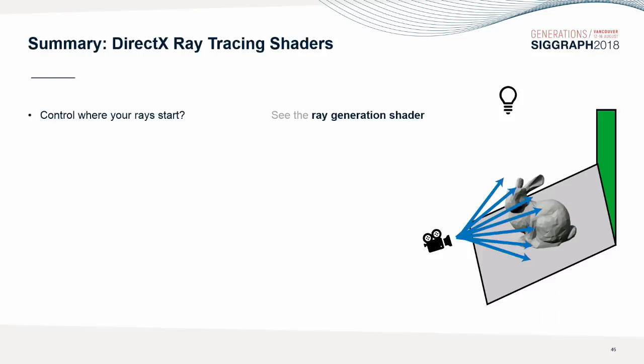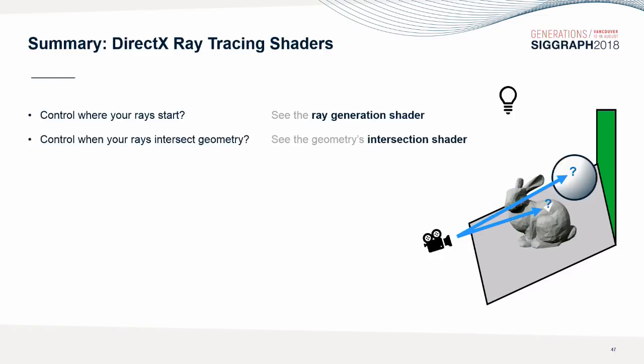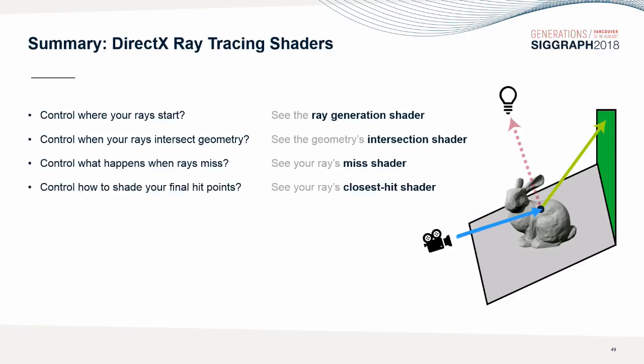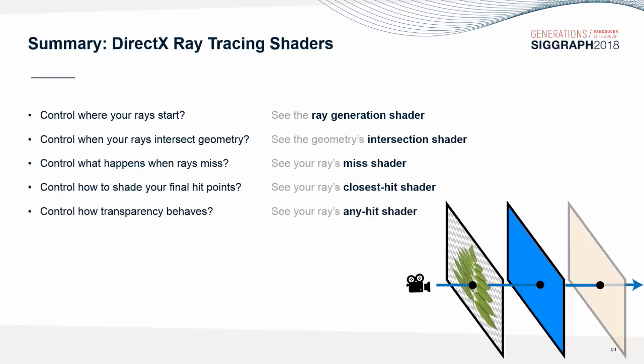Okay, so in summary, the high-level view of DirectX ray tracing shaders. If you want to control where your rays start, you should do that in the ray generation shader. If you want to control how your rays intersect geometry, that should be in your intersection shader or in one of your intersection shaders. If you want to control what happens when your rays miss, that should be done in your miss shader. If you want to control how to shade your final hit points, that's probably going to be in your closest hit shader. And if you want to control how transparency behaves, you should probably see your any-hit shader.